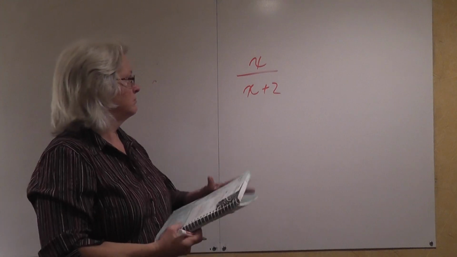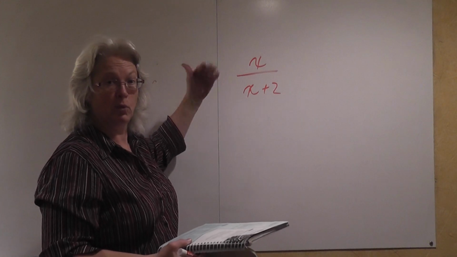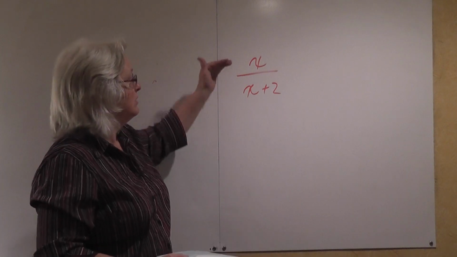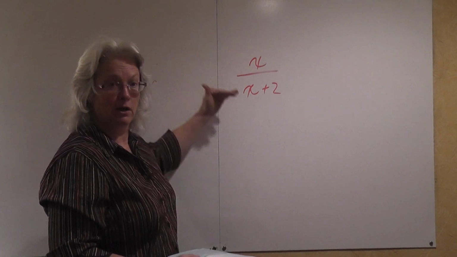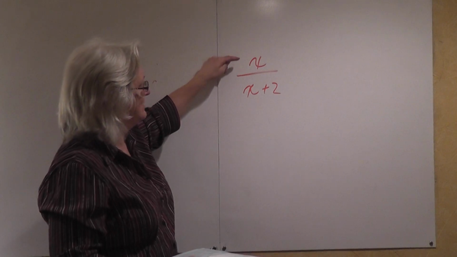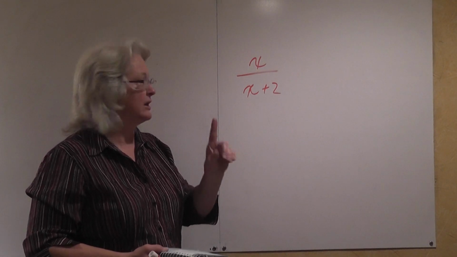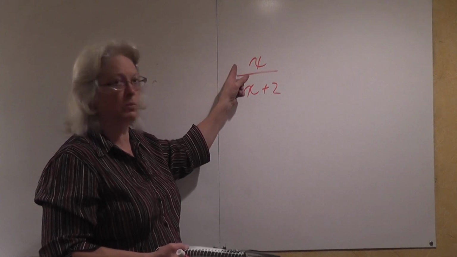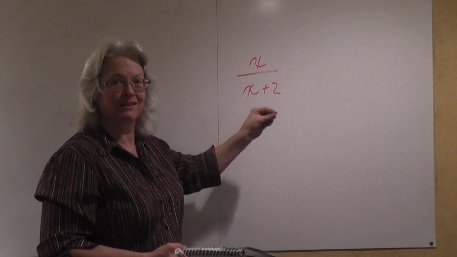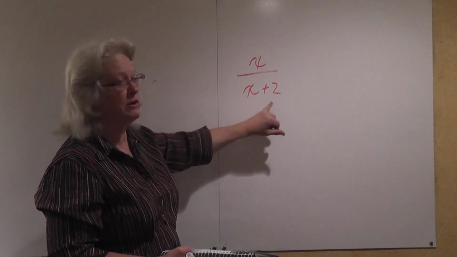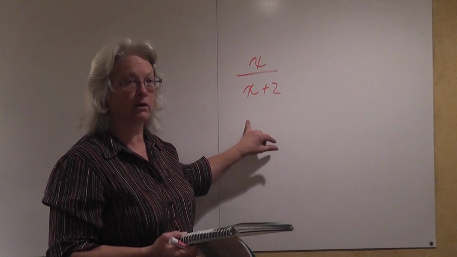Now, my definition where I said what a rational expression is, you have a polynomial in the numerator and a polynomial in the denominator. You say there is just an x there. Well, remember, a polynomial can have just one term. We would call that a monomial. Technically, it's a polynomial. We have a binomial in the denominator here.